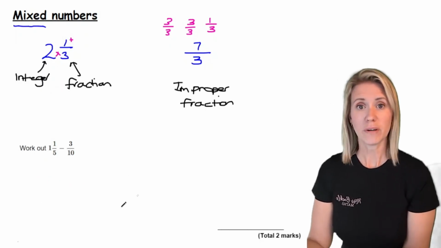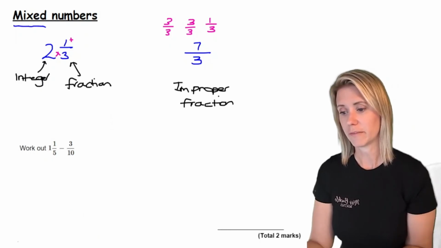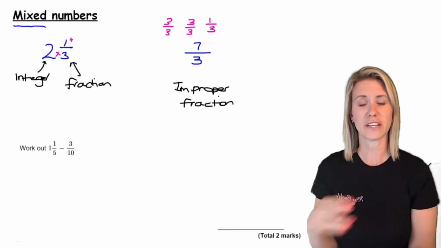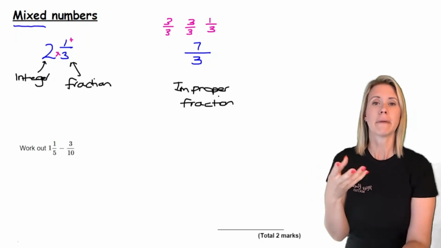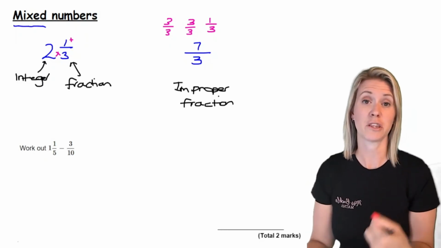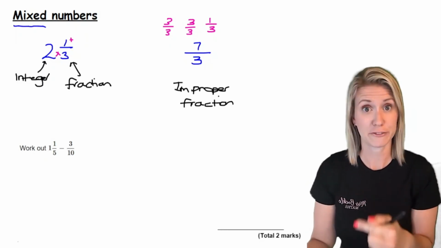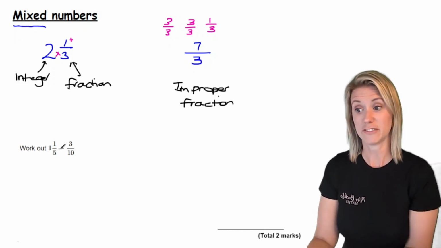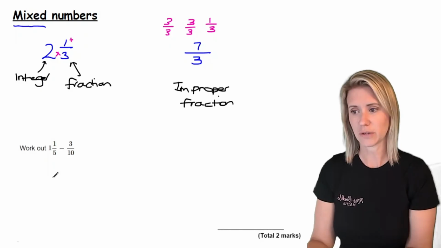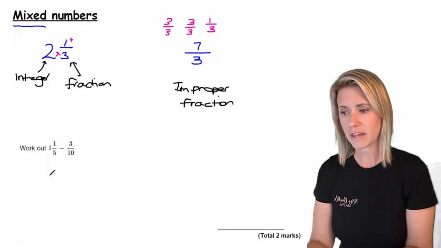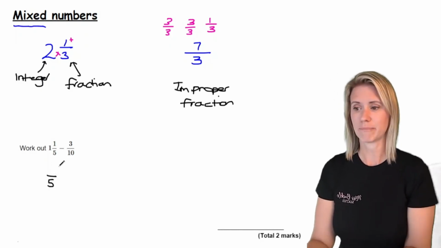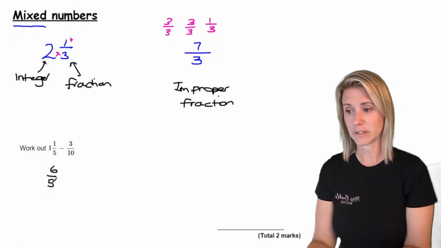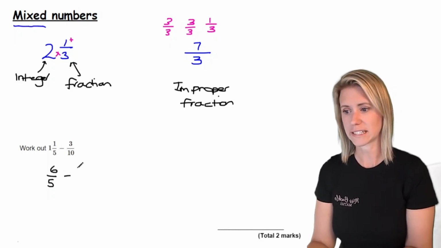So before we do any of these questions, we have to convert them into improper fractions. You don't actually have to, and you may have been taught that it's okay to do it as a mixed number. But as we progress forward onto the division and the multiplication of mixed numbers, you have to convert them. So I'm sticking with the one rule for all, and we're going to convert them into an improper fraction. So 1 and a fifth, keep the denominator the same. 1 times 5 is 5, add your 1 on the top is 6. So we're doing 6/5 and we're subtracting 3/10.